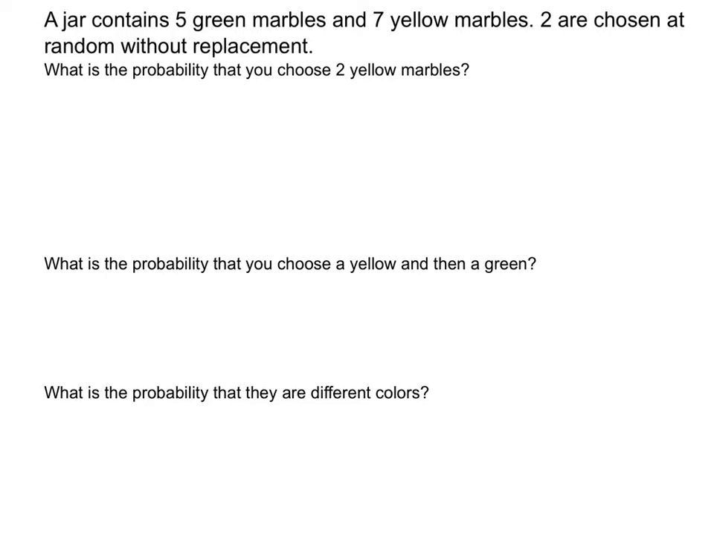So in order to do this problem, you really need to set up a probability tree. That's probably the best way to work it. So we go into our jar, right? Here's our jar here, and we pull out a marble. The first marble could be green, or it could be yellow. The probability of the first marble being green is 5 out of 12 altogether, and the probability that it's yellow is going to be 7 out of 12.